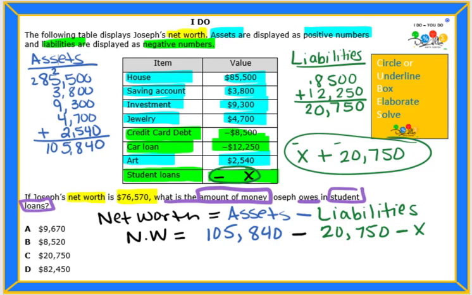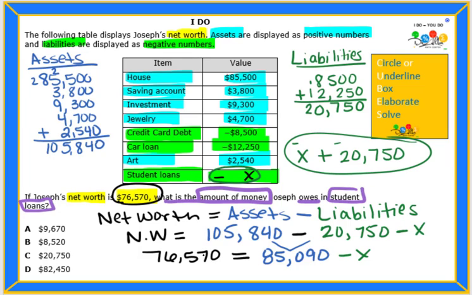So here now we can go ahead and do this part right here. We know the net worth, and we're going to fill it in a bit. Okay, so we have 105,840 minus 20,750. Go ahead and take a moment to work that out, please. Okay, did you get 85,090? It's still positive. And then we have to subtract X. But what we know is that it should equal our net worth, 76,570. So here we can look at this as an equation where we're trying to solve for X.